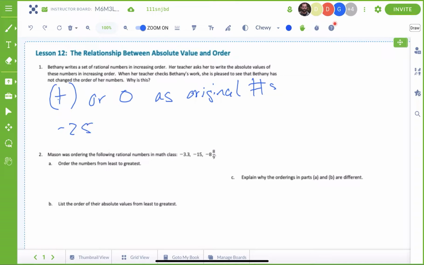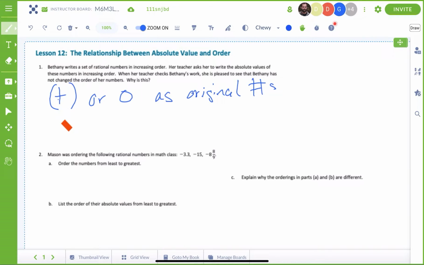Because if it was negative 25, negative 10, 0, 5, if that's the original order, well, that's going to change whenever you flip them. Because then you're going to have 0, 5, 10, 25. That would be an increasing order. So they would all have to be either 0 or positive numbers.